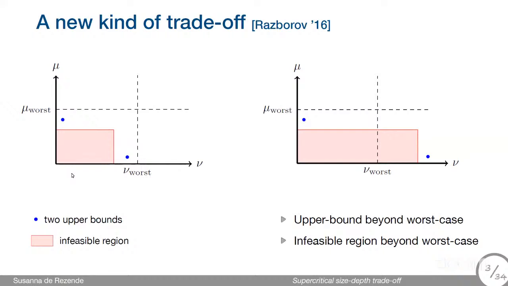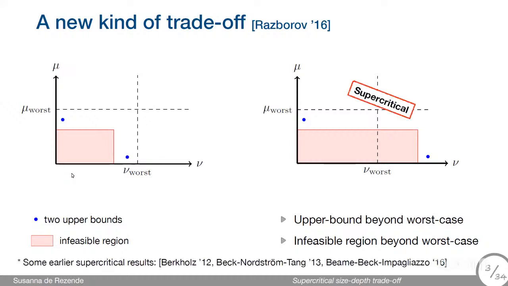Right. So what we were interested in particular was understanding, do monotone circuits, so when I don't have the NOT gates, do they have this kind of supercritical trade-offs in terms of size and depth? Can depth go beyond linear? And there were some earlier supercritical results before this name was actually introduced. So these are prior to Razborov's paper.